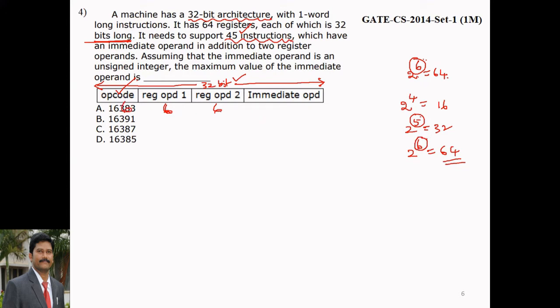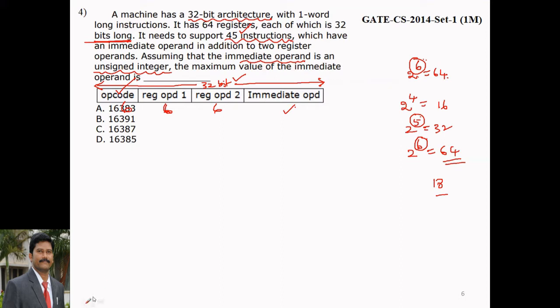So 6 plus 6 plus 6, how many? It is 12 and 18. 18 bits are already used. Now what is the length of the immediate operand? Assuming that the immediate operand is an unsigned integer. Unsigned means there is no sign, no negative numbers, only positive numbers. The question is, what is the maximum value of the immediate operand we can give here?